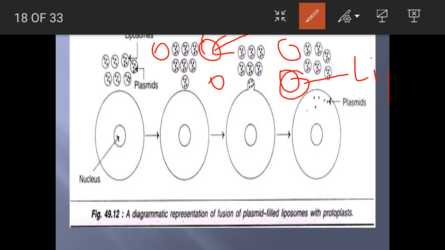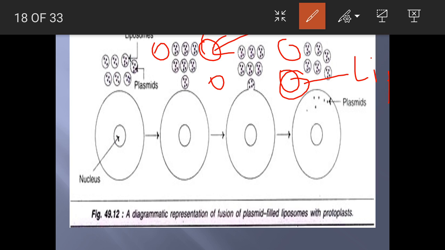Liposomes contain an aqueous chamber which may contain water soluble molecules such as plasmids or foreign DNA. Take the DNA or the gene which you want to transfer and place that DNA into a bag. What is the name of the bag where you want to insert your DNA? That bag is called the liposome. What is the speciality of that liposome? Liposomes are mainly made up of lipids; mainly the membrane is made up of lipids.